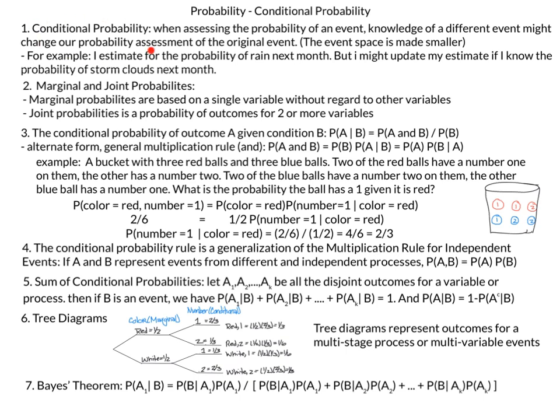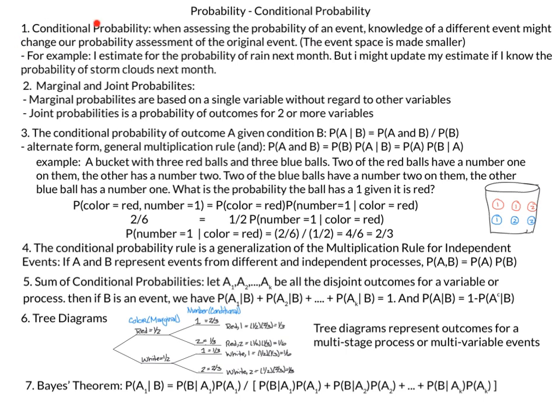Our first bullet is just kind of a quick introduction to the ideas of conditional probability. So when assessing the probability of an event, knowledge of a different second event might change our probability assessment of the original first event. And something I'll explain more closely in the main part of our video, that's because the event space is made smaller.